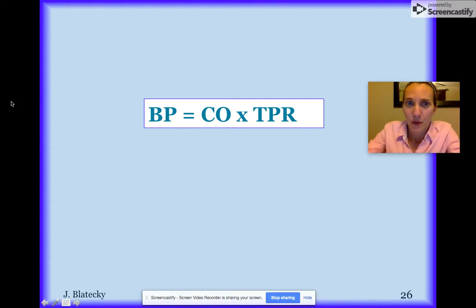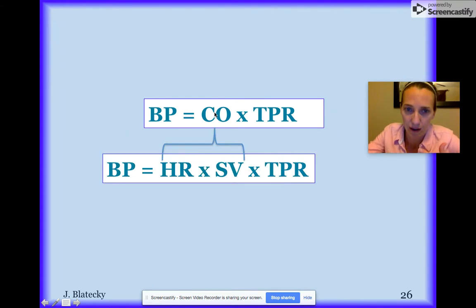So here we go, right? So here's our equation. Blood pressure equals cardiac output times total peripheral resistance. I really like blowing this out and thinking about the fact that cardiac output is also heart rate times your stroke volume. And I think when you think about it this way, it's just more tangible. It's easier to think about, okay, how can our heart rate change? How might our preload change? And certainly, how does our total peripheral resistance change?